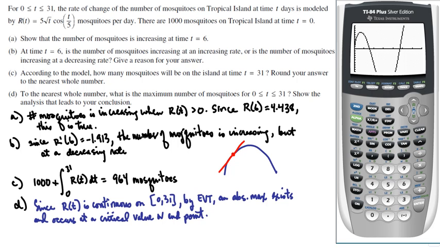I do have two zeros. At the first one, the derivative of the rate changes from positive to negative, so that's going to be a relative max. At the second one, the rate changes from negative to positive, so that will be a relative min. So I'm just going to quickly find those values.